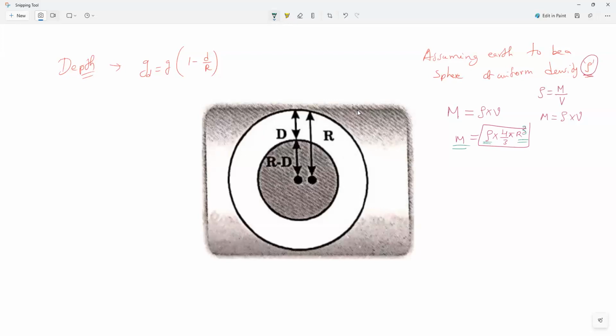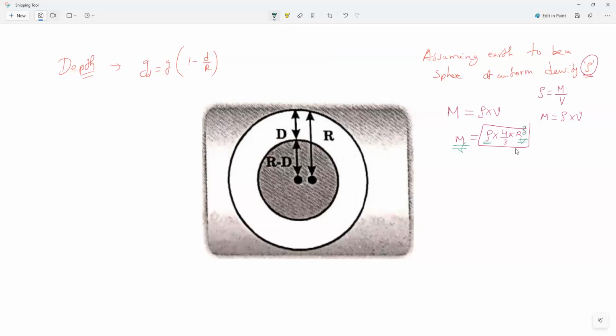But in the chat, someone has written 2. Okay, no issues. So it is pi r cube. We can calculate the density of the Earth because even in school classes we learn the mass of the Earth and the radius of the Earth. With the help of that, we can calculate the density of the Earth.